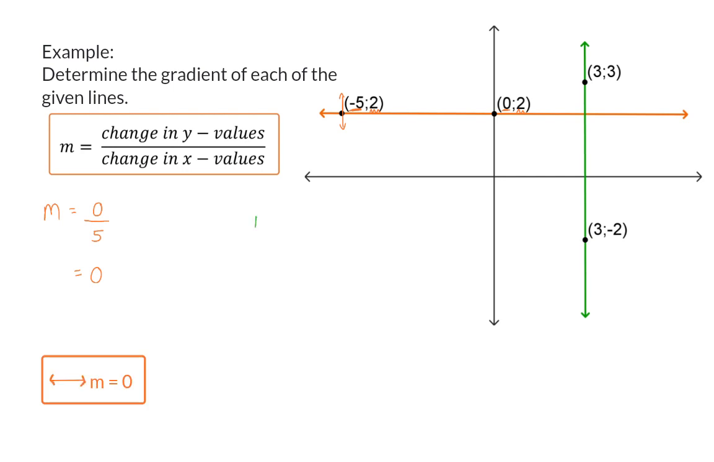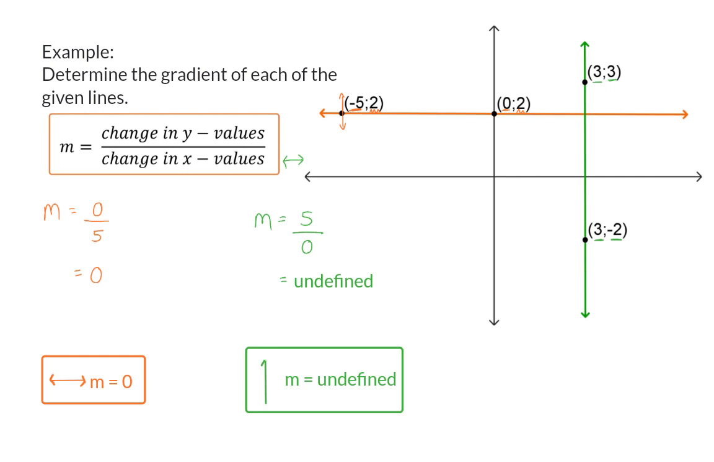Next, if we calculate the gradient of our green vertical line, the change in y is from -2 to 3, which is 5 units upwards, and the horizontal change, left and right, in terms of x, is from 3 to 3, which means we moved 0 left and right. In mathematics, a 0 in the denominator is undefined. And for any vertical line, the gradient will always be undefined.